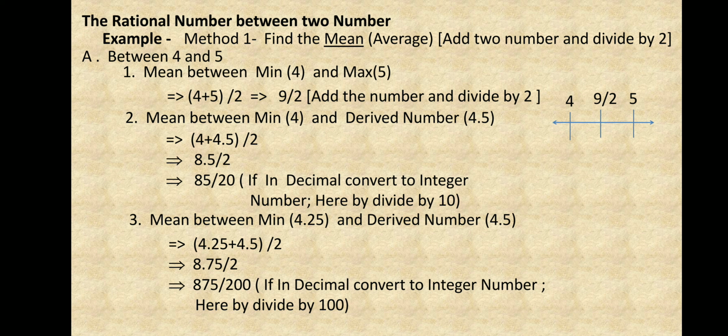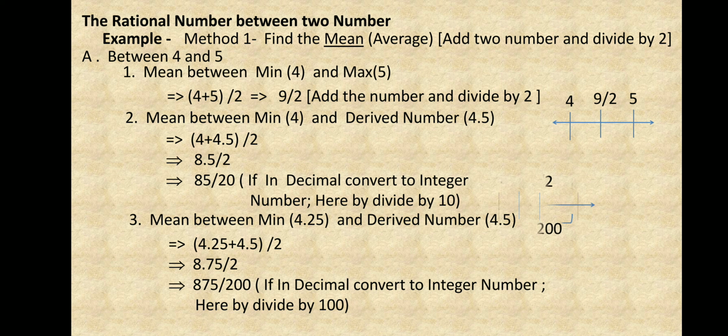So here what will happen is, this 8.75 will be converted into 875, and the 2 will be converted into 200. And how is it possible? Here in the decimal, when we have to convert it into an integer number, you are going to convert it by dividing it by 100. And how is this possible? You will be learning in our further slides, as I said.